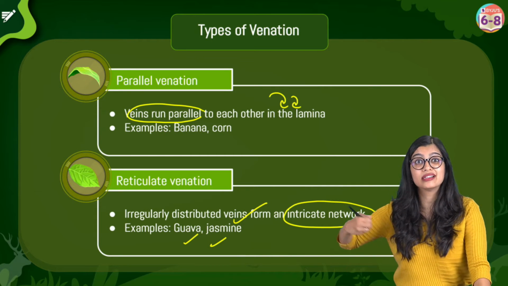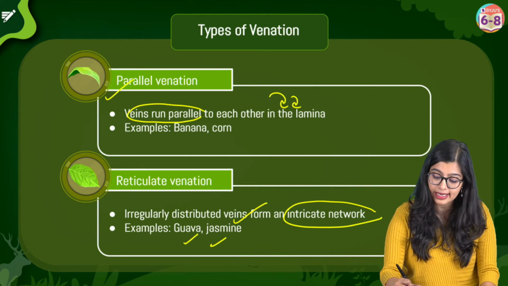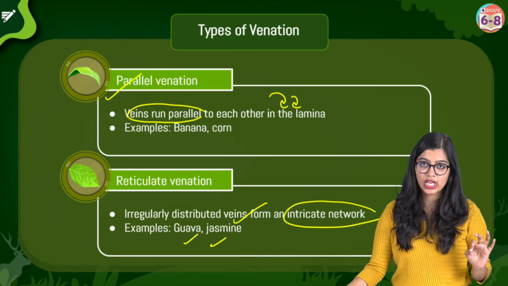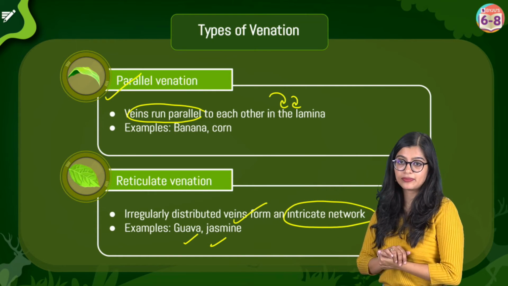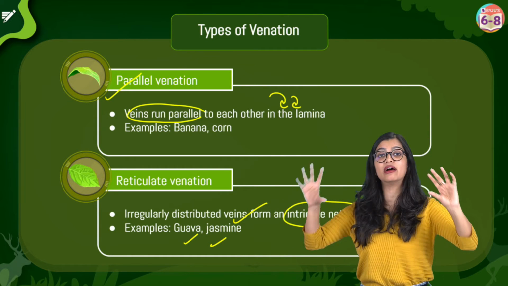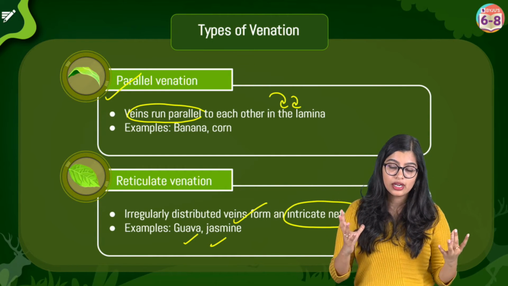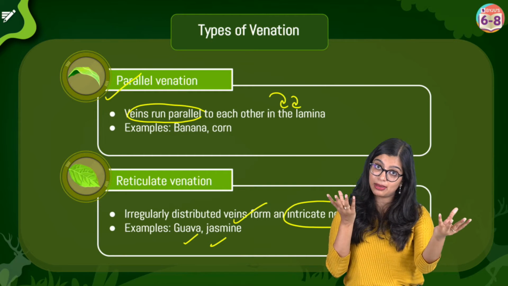So banana, grass, corn, they are all examples of parallel venation. I will take you through this part once again because I know this is a tricky part. Now, venation is nothing but the arrangement of veins in a leaf. The way the veins can be arranged can be of two types.